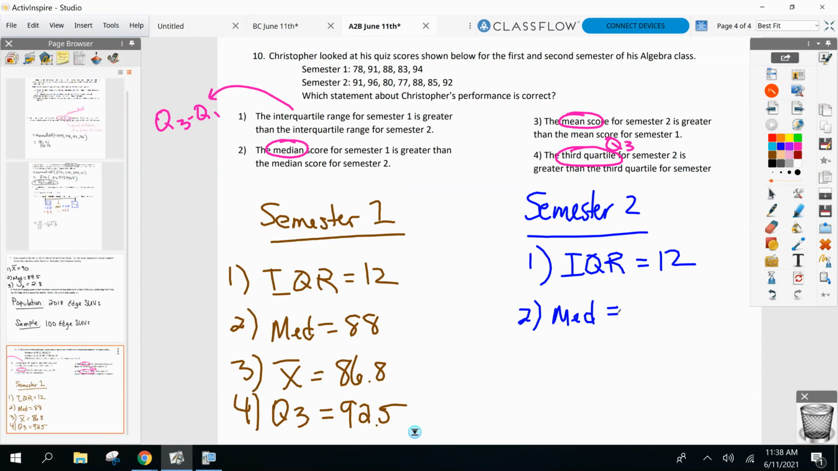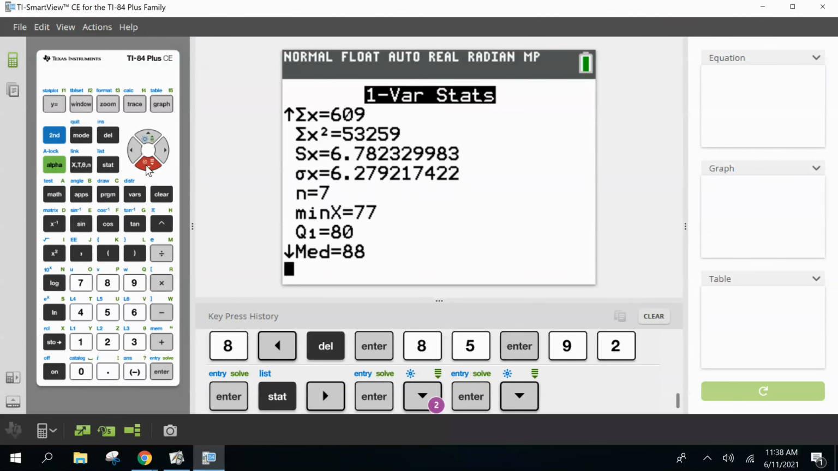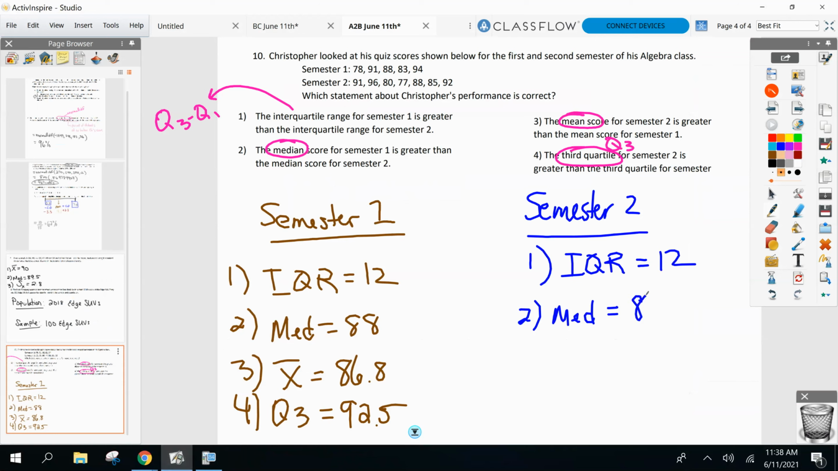Median's 87. Is it? Median's the MED. It just keeps scrolling down. You'll see MED. Oh yeah, it's 88. 88, 87. So those are the same, not greater than the other one. All right, next up, the mean. The mean is 87. That's x bar. And yes, the mean for semester 2 is greater than semester 1. So I don't even have to check the third quartile. I already found my answer, choice 3.